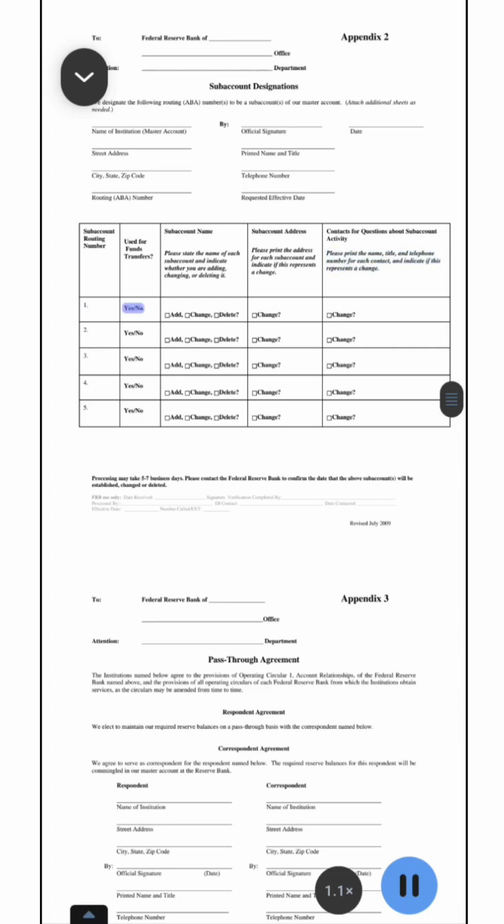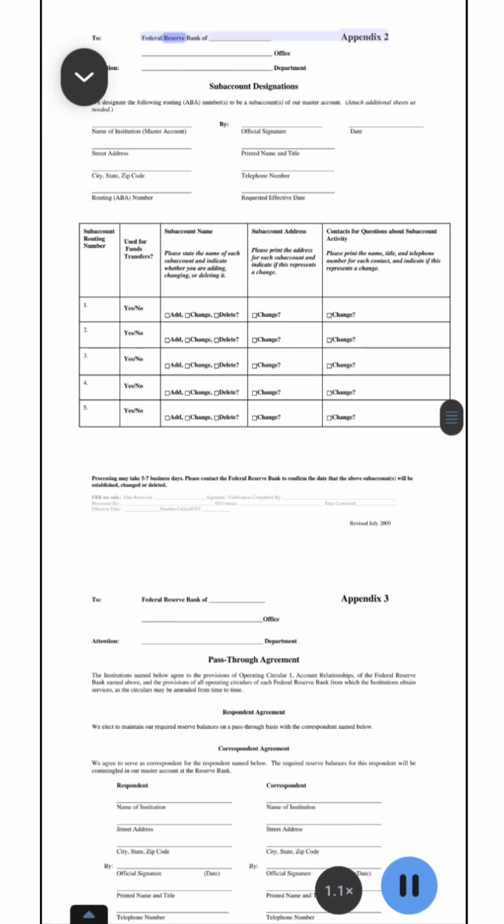1. Yes/no. Add, change, delete, change. 2. Yes/no. Add, change, delete, change. 3. Yes/no. Add, change, delete, change. 4. Yes/no. Add, change, delete, change. 5. Yes/no. Add, change, delete, change.